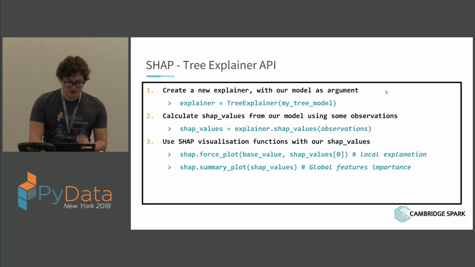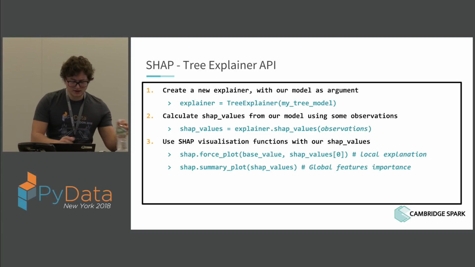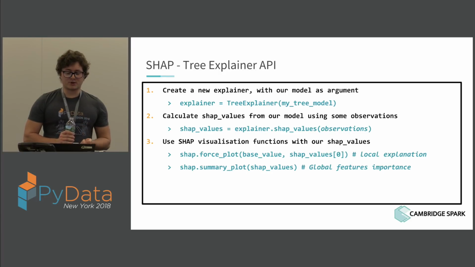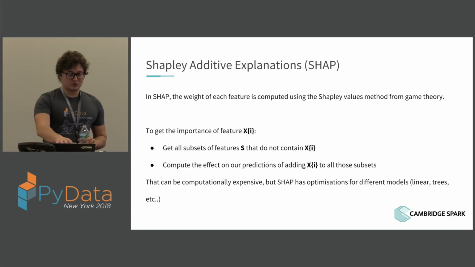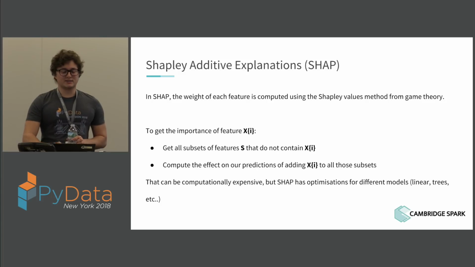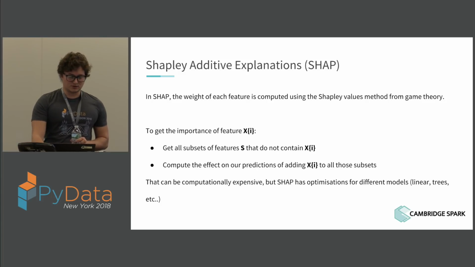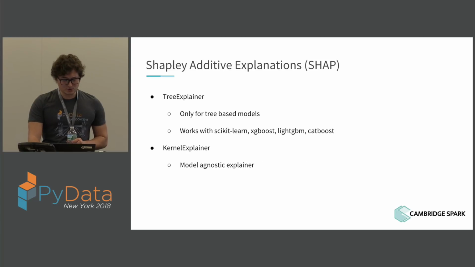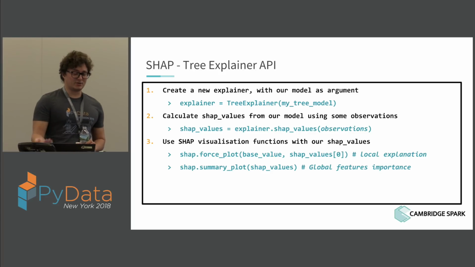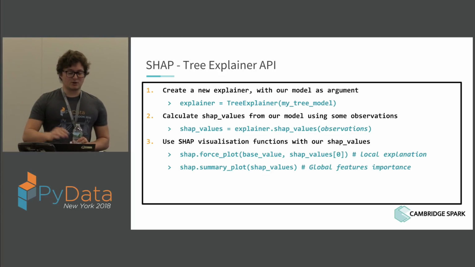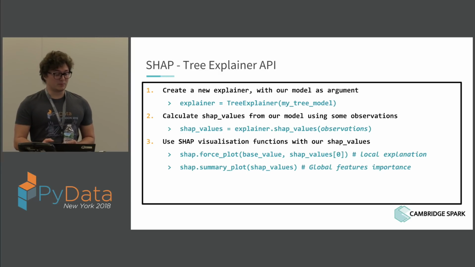Right, so the API, quickly, it's quite similar to Lime. So you first create your explainer from your model, then you need to compute those SHAP values. So Shapley values are those that I was talking about earlier, so the impact of each feature on your predictions. So they compute all the Shapley values at once. So you need to provide all your observations, and then you will compute a big matrix of values that contains the impact and the importance of each feature.